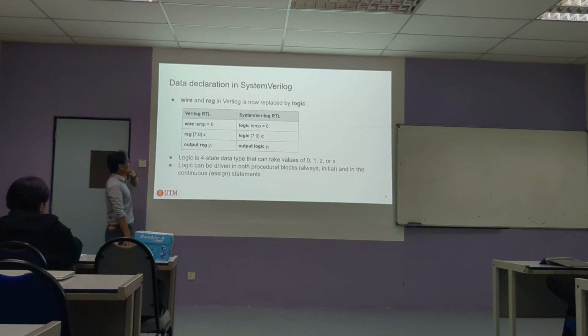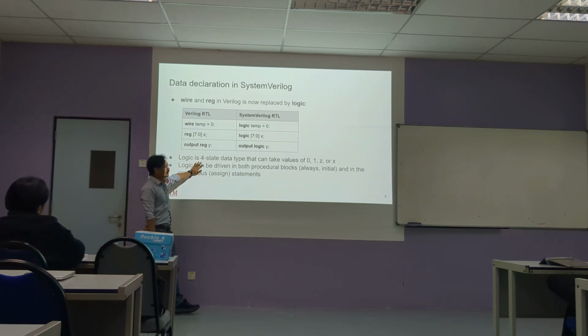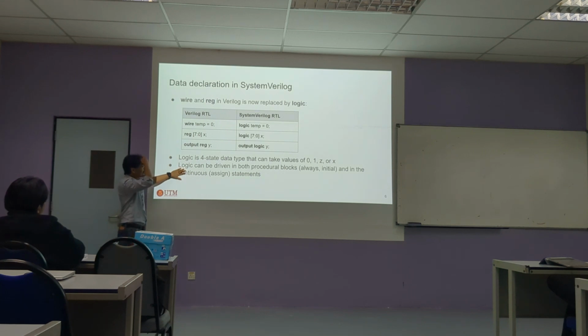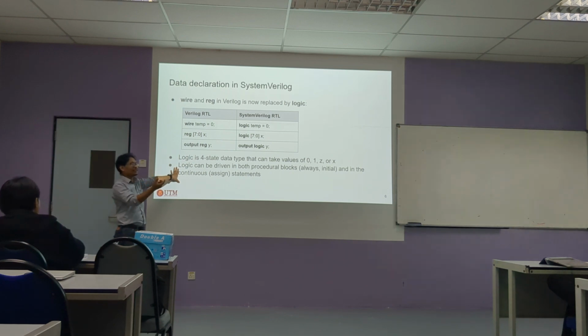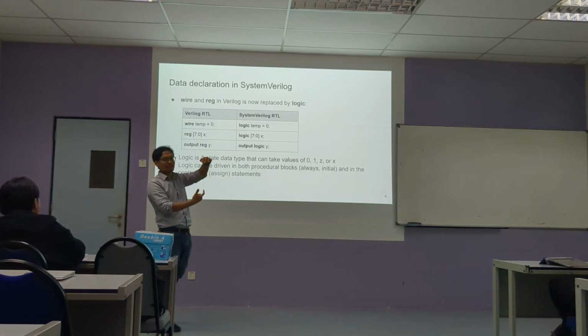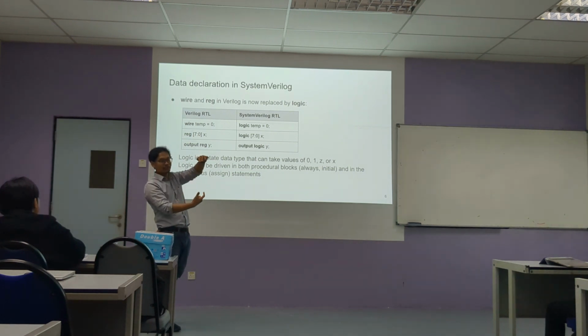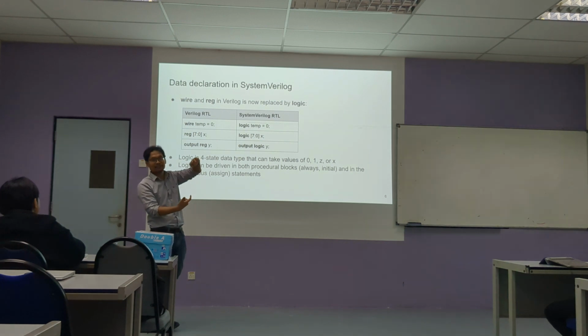What's the difference between wire, reg and logic? First of all, logic is a 4-state data type. You can take the value of 0, 1, high impedance Z, or the unknown X. But the main thing is that logic can be driven in always, initial, and also assign. So you don't have to worry about it. Before this, if it's an output of the always block, you have to use reg, otherwise you have a compilation error.